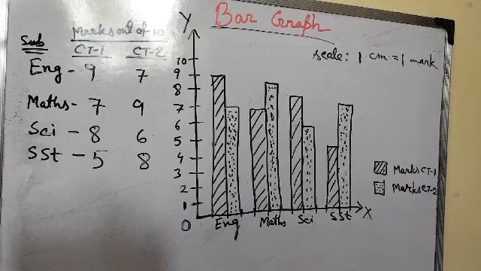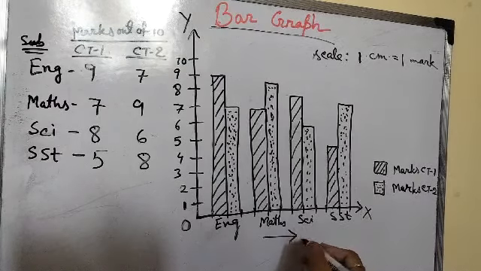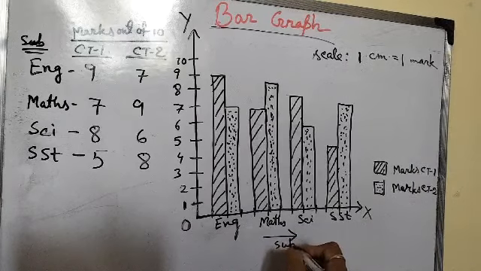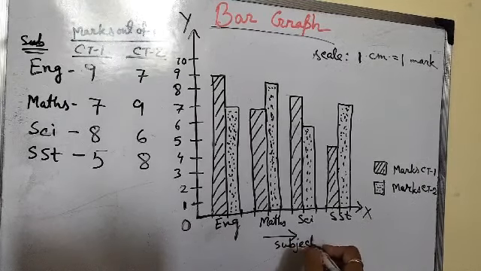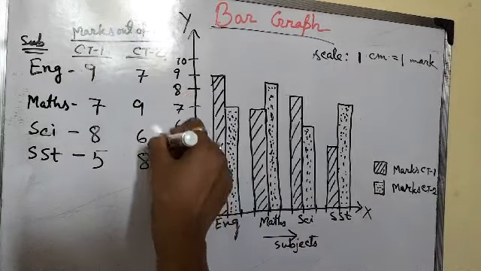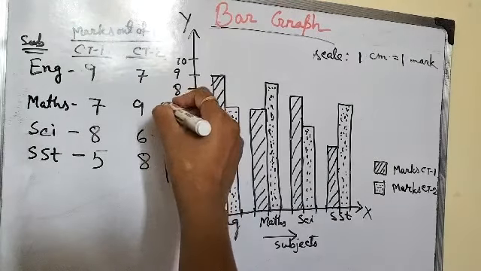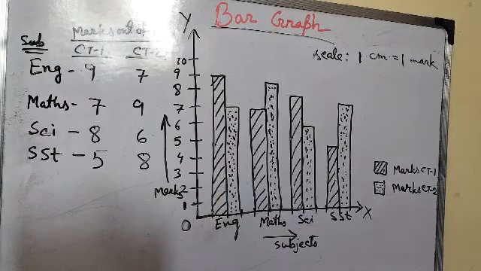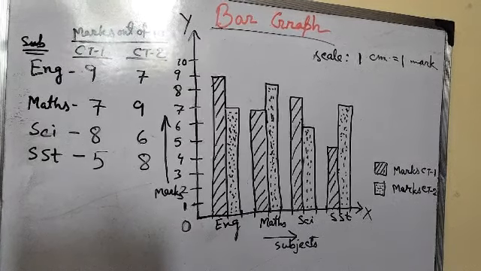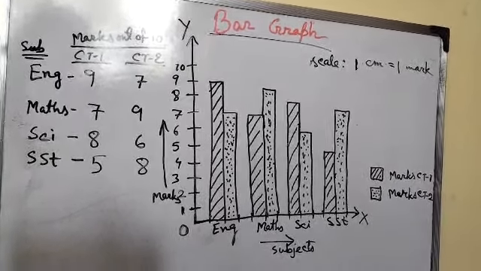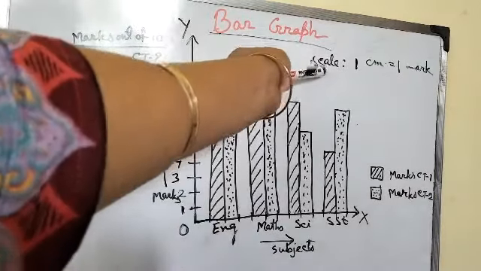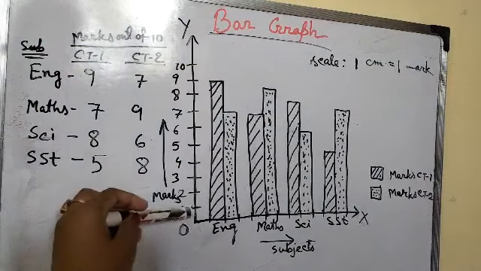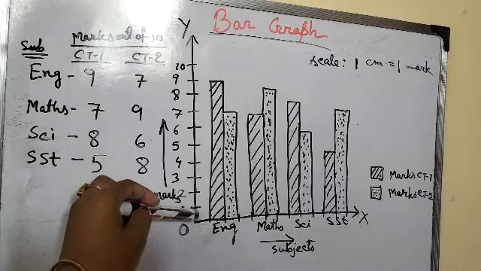Now the sum is completed. Drawing is almost completed. This is subject and this side is for marks. This is the representation for a double bar graph. Here the scale also will be the same, 1 centimeter equal to 1 mark. 1 centimeter means 10 small divisions, that is 1 centimeter.